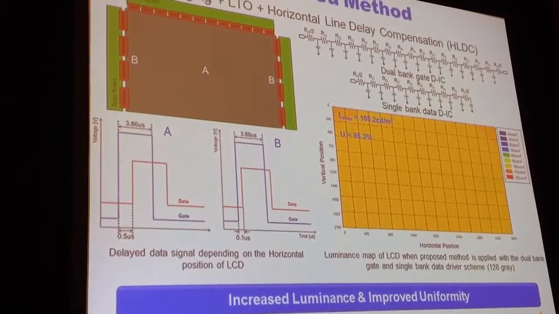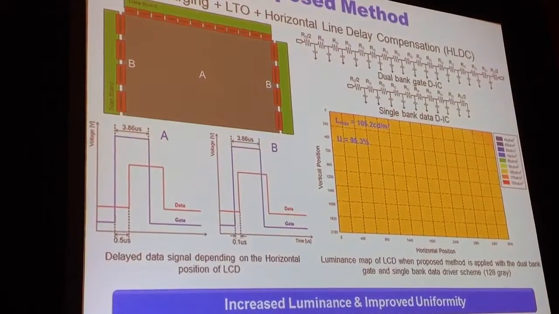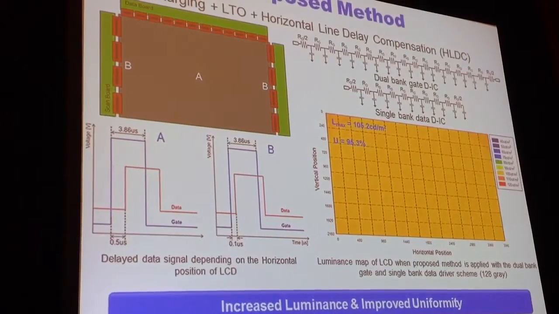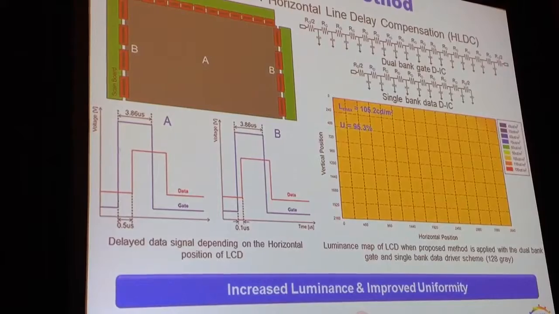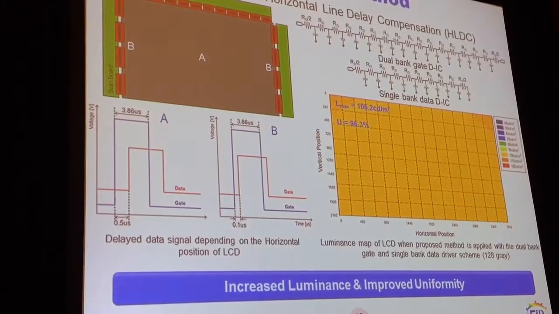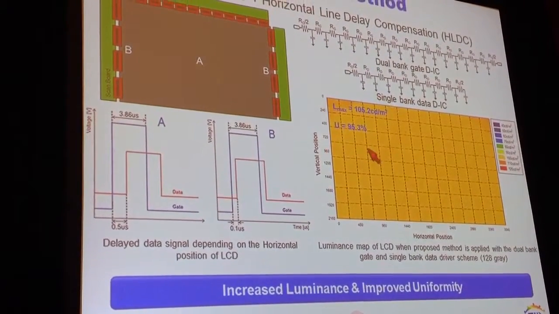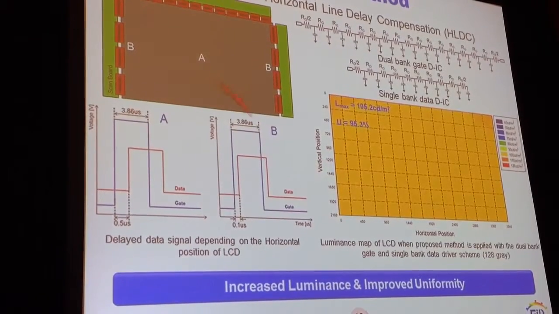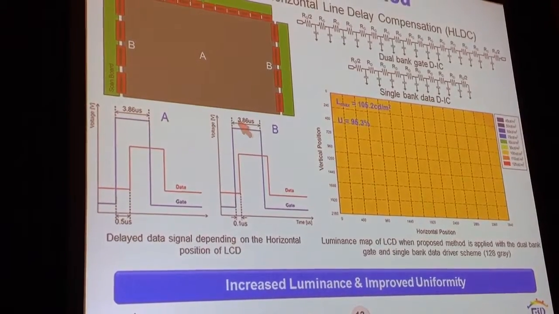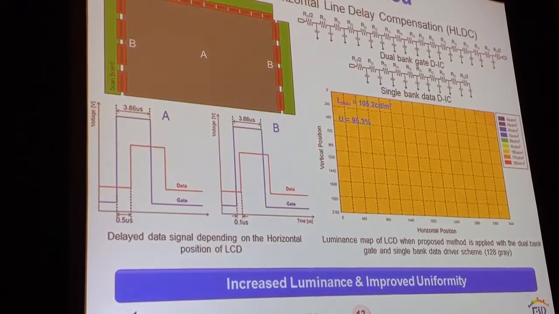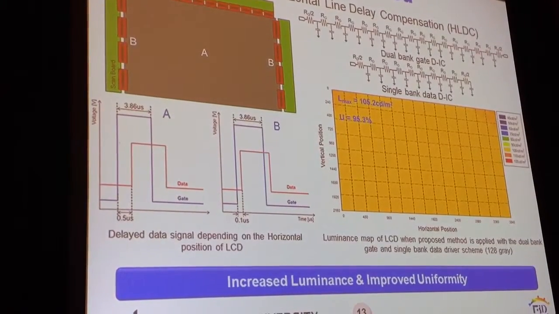The concept of HLDC is to control the rising edge of the data signal according to the horizontal position of the LCD. This figure shows the concept of HLDC. According to how much delay the gate signal has, the timing of the horizontal transition is shifted.